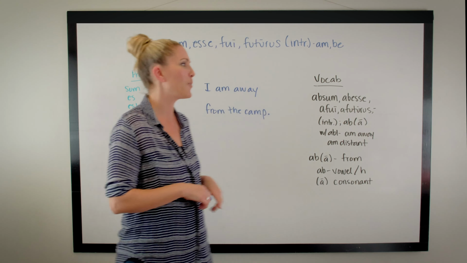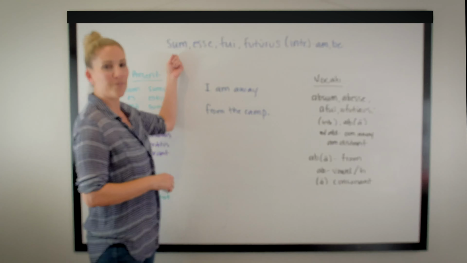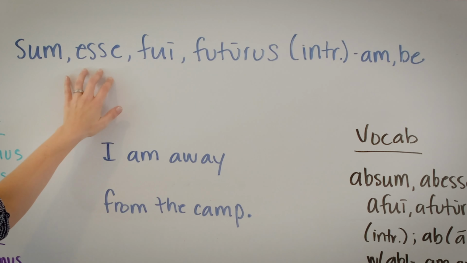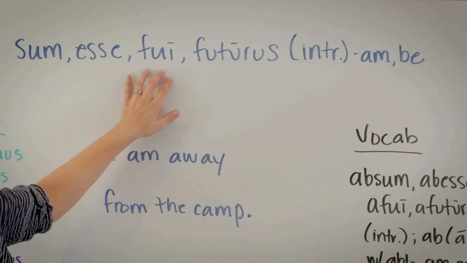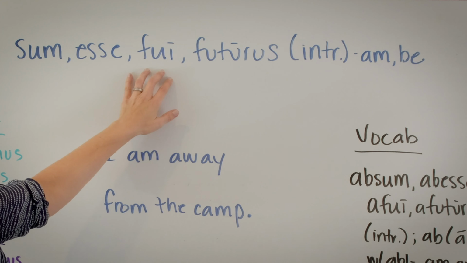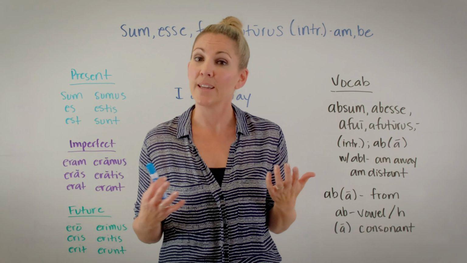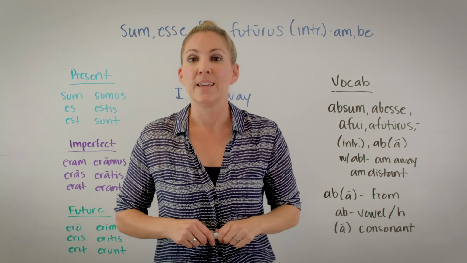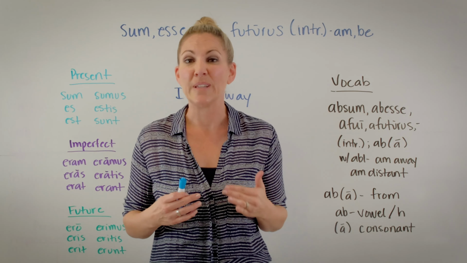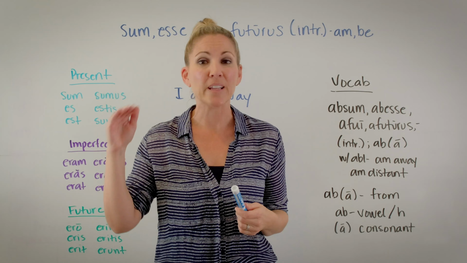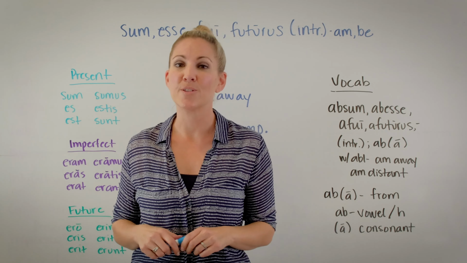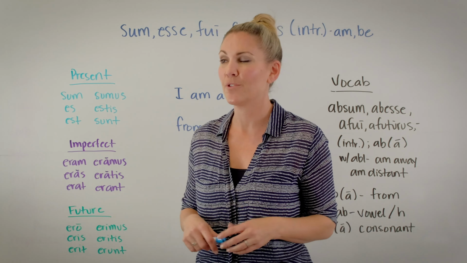So let's look at our four principal parts. We have our first person singular, sum, meaning I am, our infinitive, esse, meaning to be, our first person perfect, fui, meaning I was, and our participle, futurus, meaning about to be. It is an intransitive verb, meaning that it can't take a direct object, and it is irregular. That means it doesn't fit into one of the regular four conjugations that we've already learned. So you just kind of have to memorize all the forms, unfortunately.